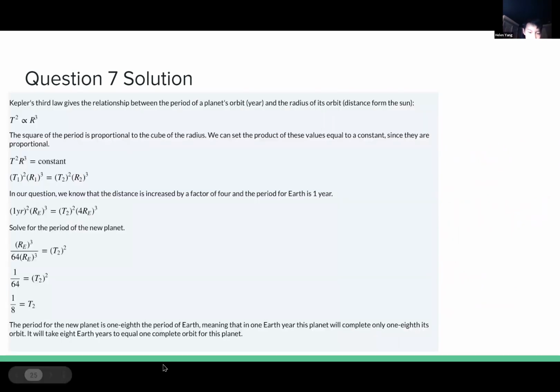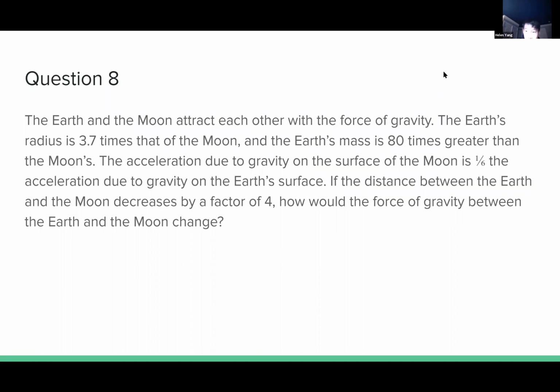So here's the solution. All right, so you do question 8.